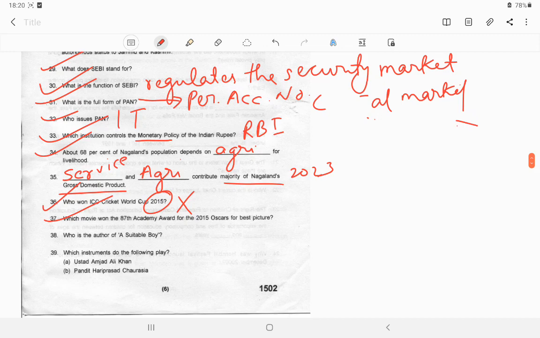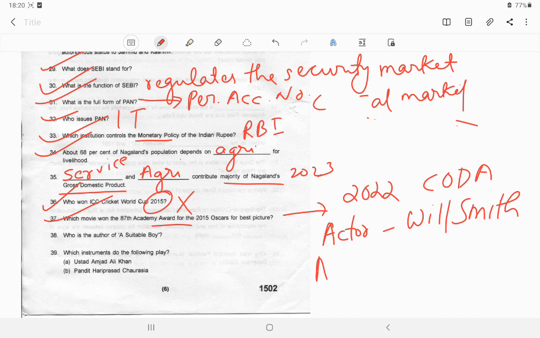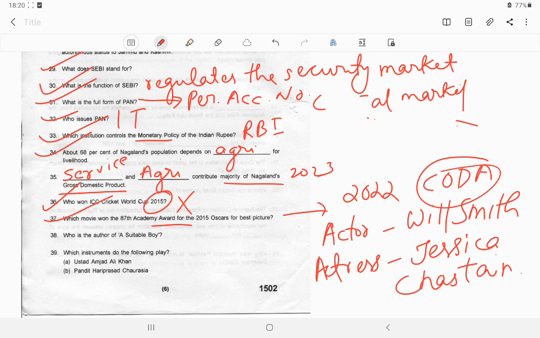Who won the 87th Academy Award for best picture? The best actor was Will Smith, for King Richard, and the best actress was Jessica Chastain.